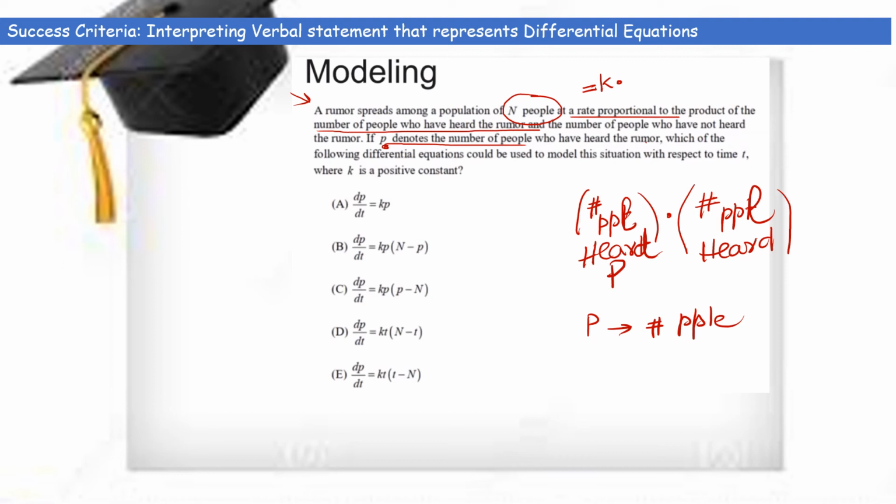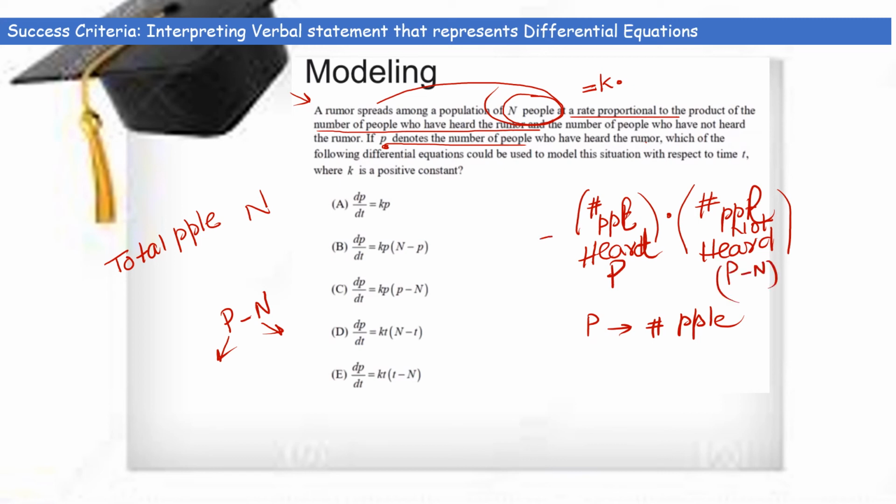So look at this. A rumor spreads among a population of n people. So how many total people are there? The total people are n. How many people heard it? The number of people who heard is P. And how many people have not heard it? Of course, it is n minus P, the total people minus the people who have heard.